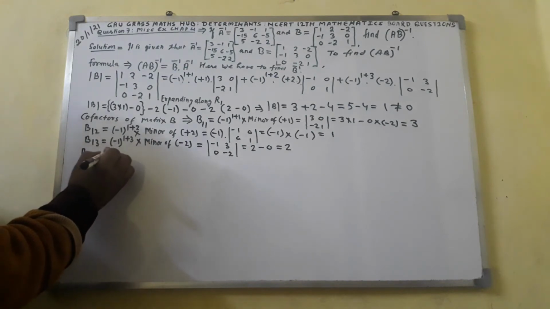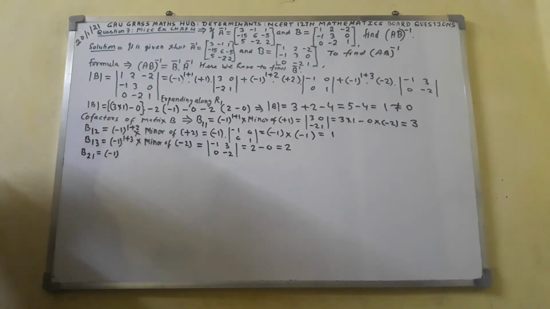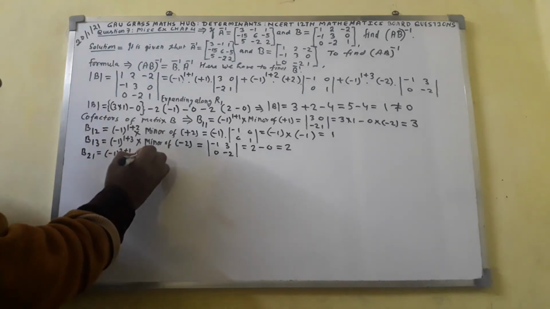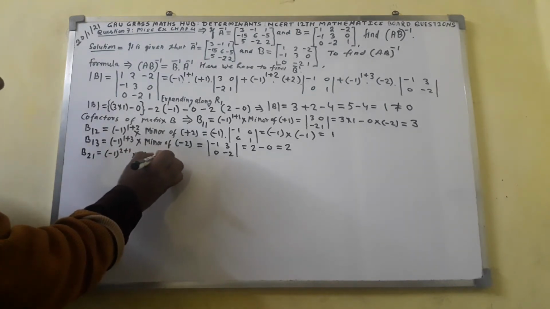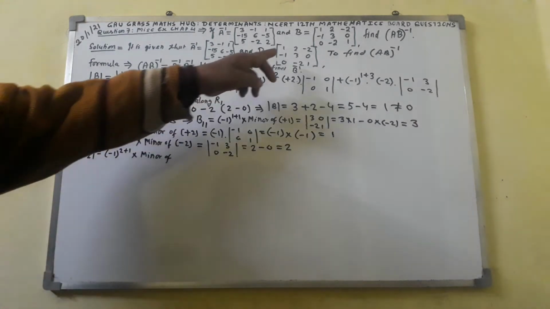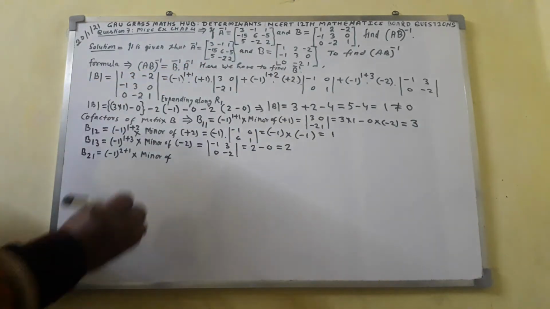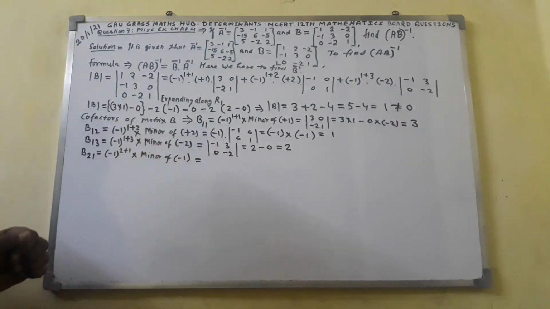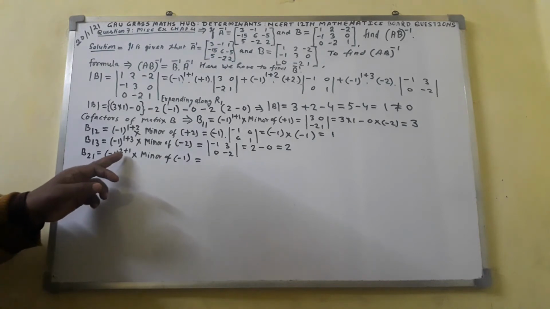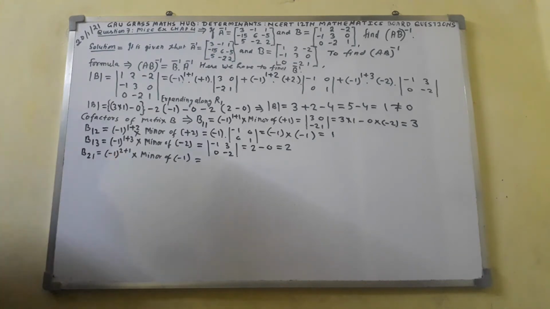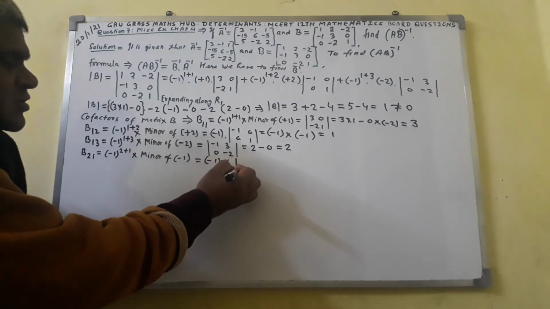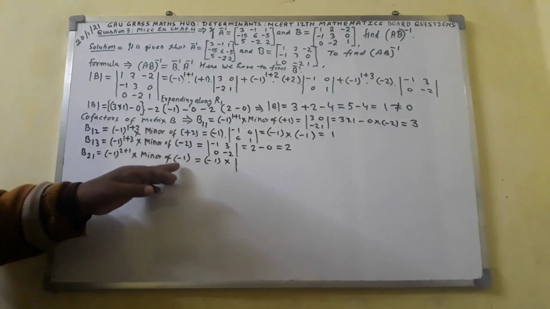It will become -1 raised to the power 2 plus 1. So here I write 2 plus 1 into minor of element. This -1 I am talking about. So here I shall write -1. So here -1 raised to power 3 comes out to be -1. Right, here -1 into, get the minor matrix of element -1.